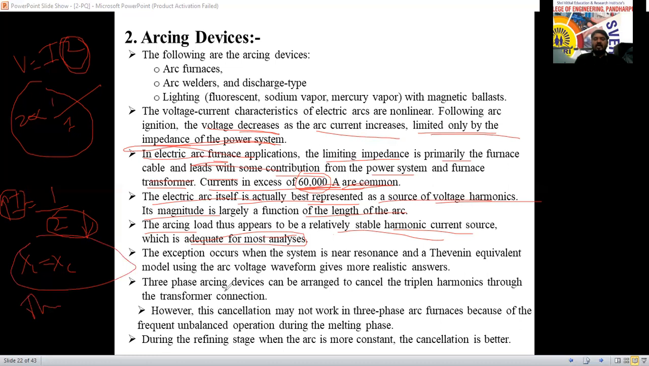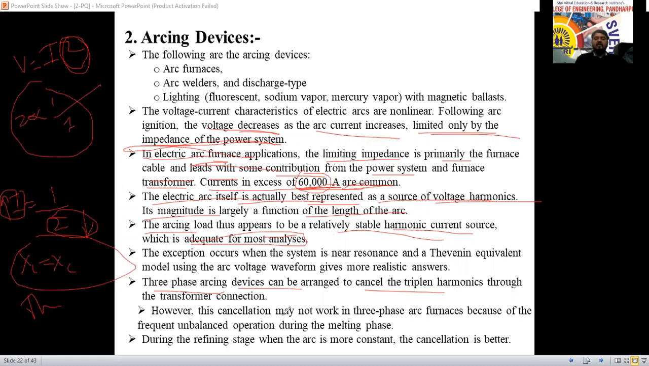The three-phase arcing devices can be arranged to cancel the triple harmonics that they produce. So by using three-phase arcing devices, we can arrange it and cancel these harmonics.